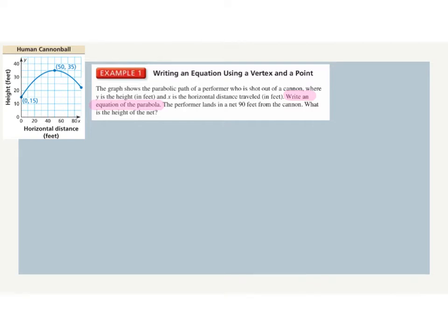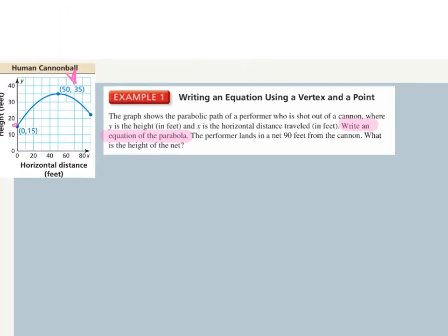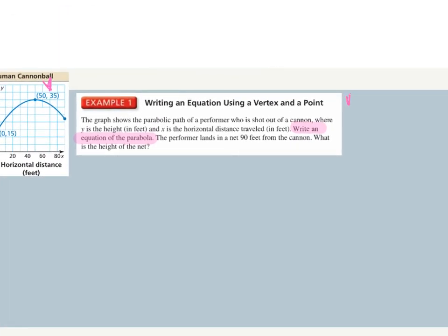So in our picture here, we see we have the vertex and we have a point. So our vertex is 50, 35, and then our point is 0, 15.